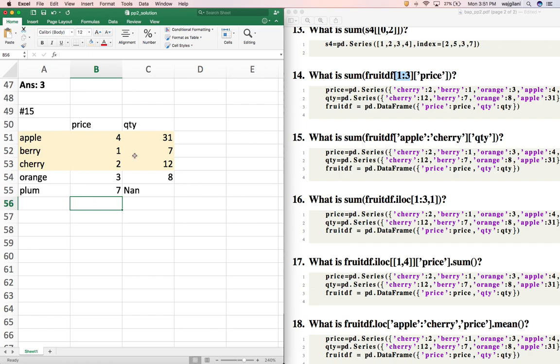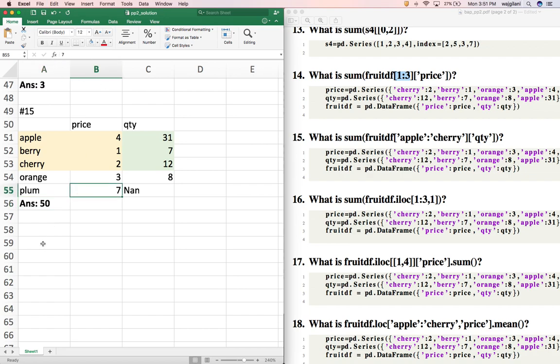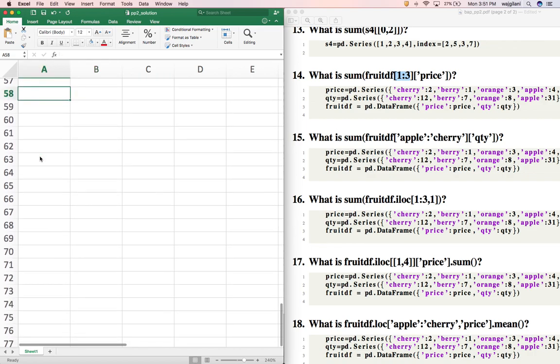And then out of these three rows, I'm selecting simply the quantity column, right? And taking the sum of that, what is going to be the sum of this? The sum of this is going to be 38 plus 12, which is going to give me an answer of 50. The answer becomes 50. See that? 50. Excellent. Number 16.